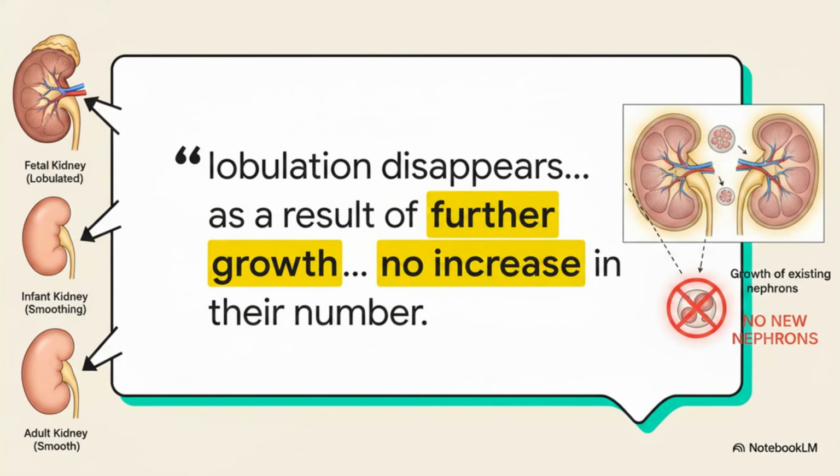I'm going to leave you with this classic, highly tested trick question so you never get caught off guard. Remember, the kidney smooths out and loses its lobulation during infancy entirely due to the growth of existing nephrons, not from creating new ones past that 1 million mark. So why does understanding this hard cellular limit matter so much for adult renal pathology decades later? Think about that as you review your notes.